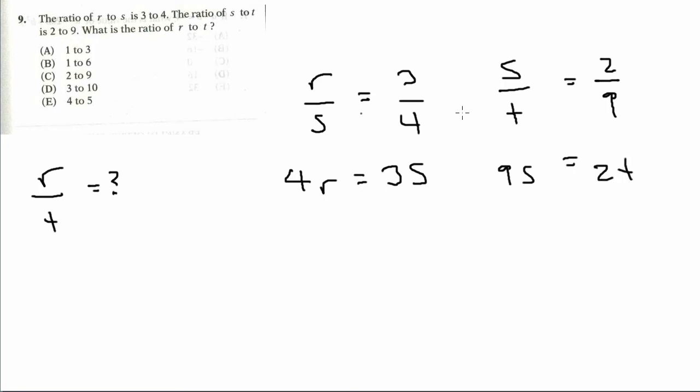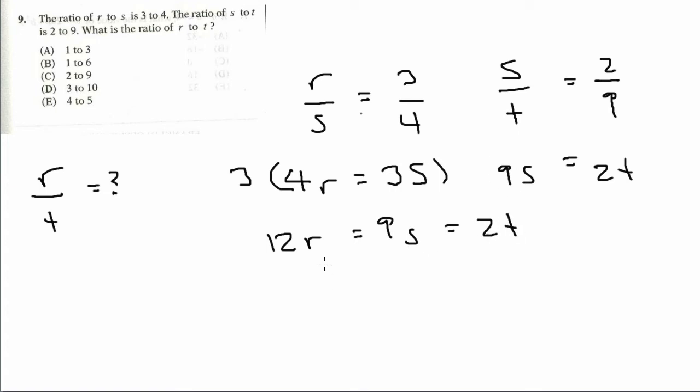Okay, so now I have a 3S and a 9S. If I multiply both sides of this by 3, I'm going to get 9S, which I can then set equal. So we're going to do that. 3 times 4 is 12R equals 3 times 3 is 9S, which equals 2T.